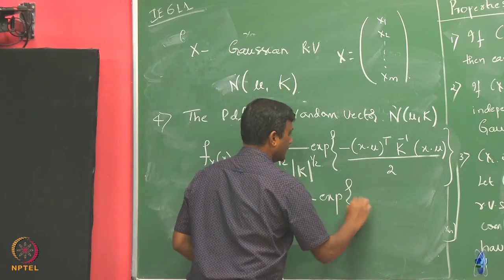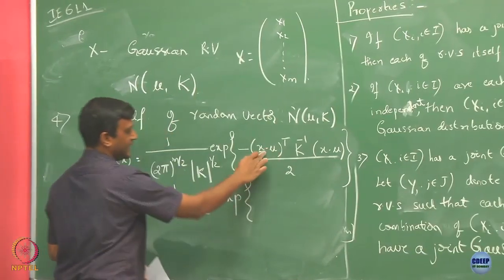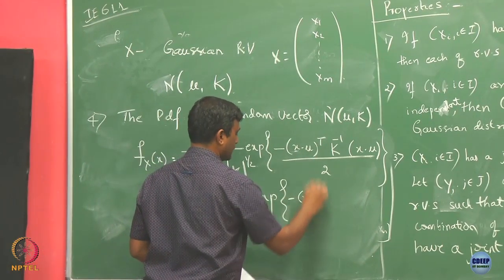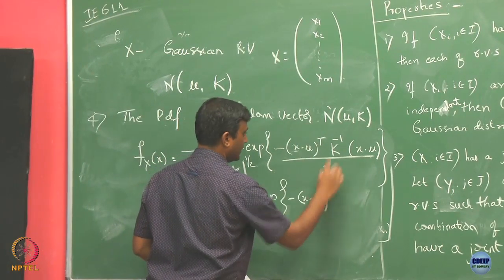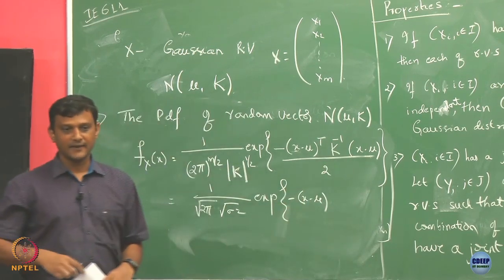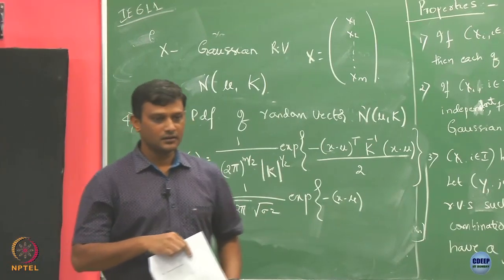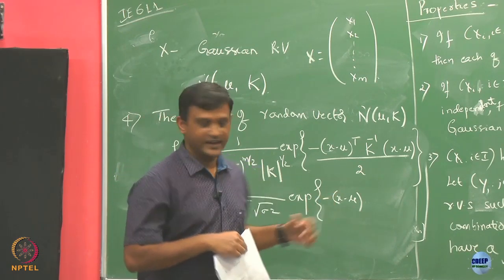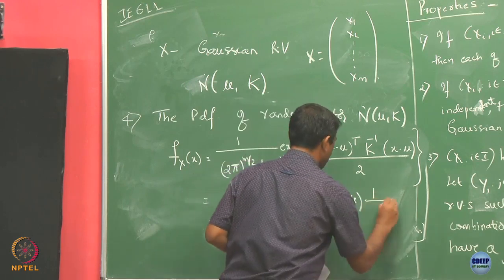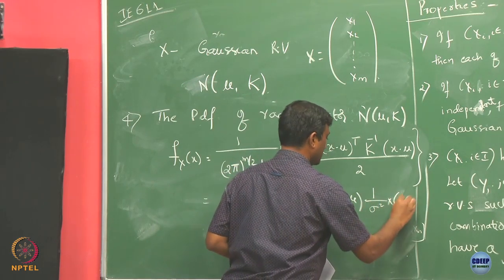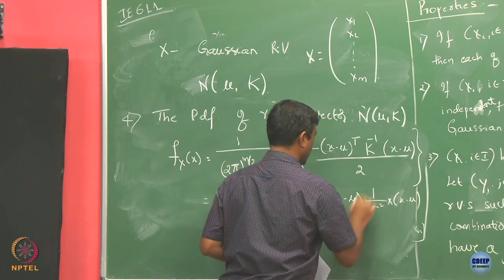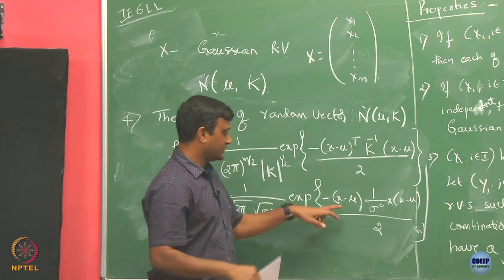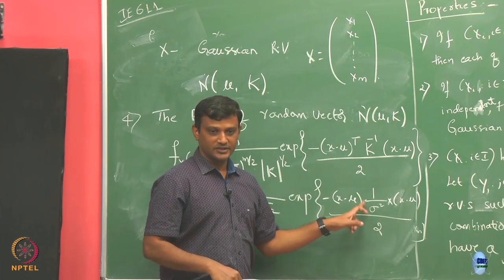And now for a single random variable, X is a scalar, and X minus mu is now just the deviation from the mean of that random variable. And what is K inverse in that case? Sigma square or 1 by sigma square? Because this is K inverse, that is going to be 1 by sigma square, and this is going to be X minus mu, and we have 2. And this is exactly X minus mu whole square divided by 2 sigma square.